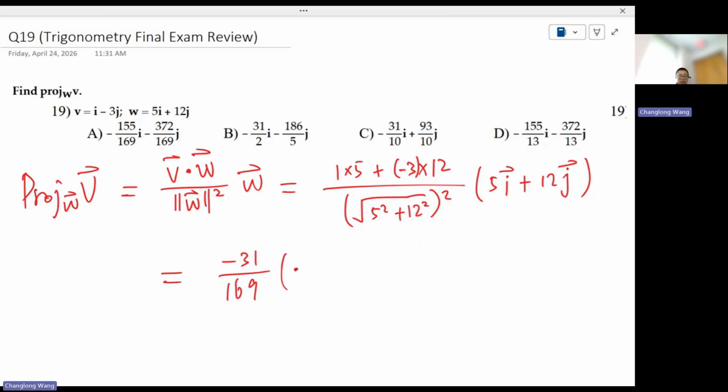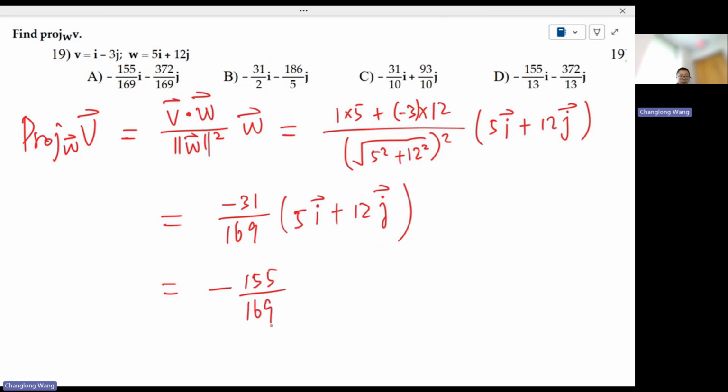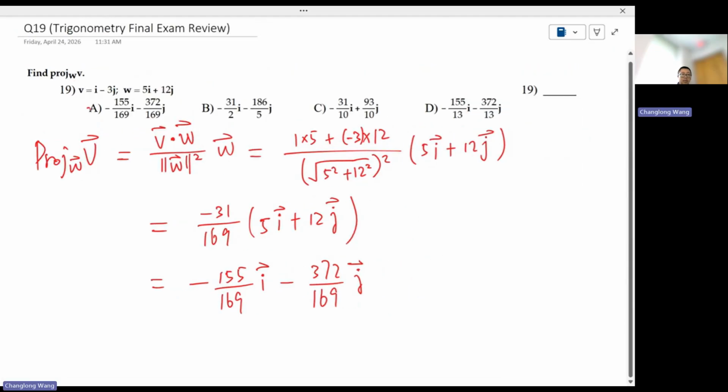And then you have 5i plus 12j. And if you want to write it exactly like they did, you would distribute that -31 over 169. You get negative 31 times 5, so it will be 155 over 169 i. Now notice that the negative hits the positive, so it will again be negative 372 over 169 j. Okay, so obviously that's letter A.